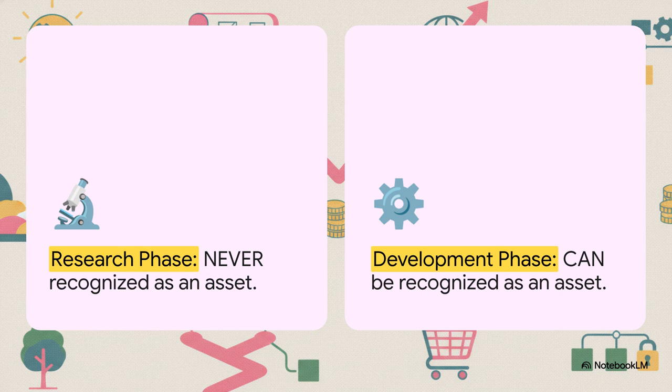Research costs are always expensed immediately. Why? Because during the research phase, you're literally just exploring. You can't prove yet that an asset exists that will definitely generate future cash. Development costs, on the other hand, where you're actually applying that research to a specific plan or design, those have a chance at capitalization. But it's absolutely not guaranteed.